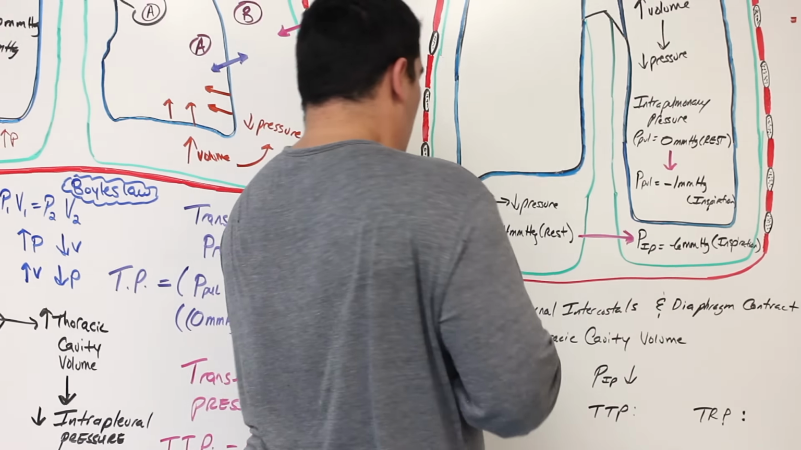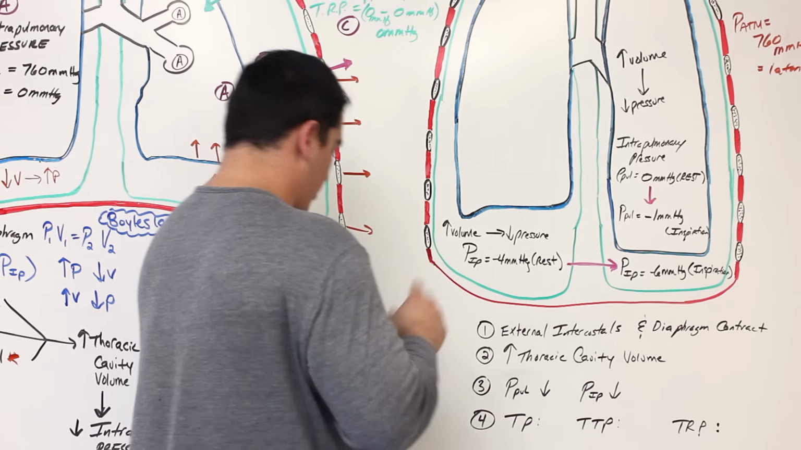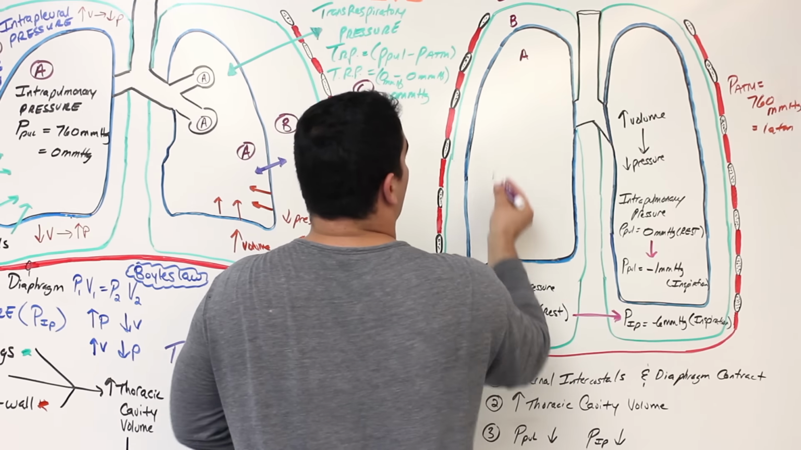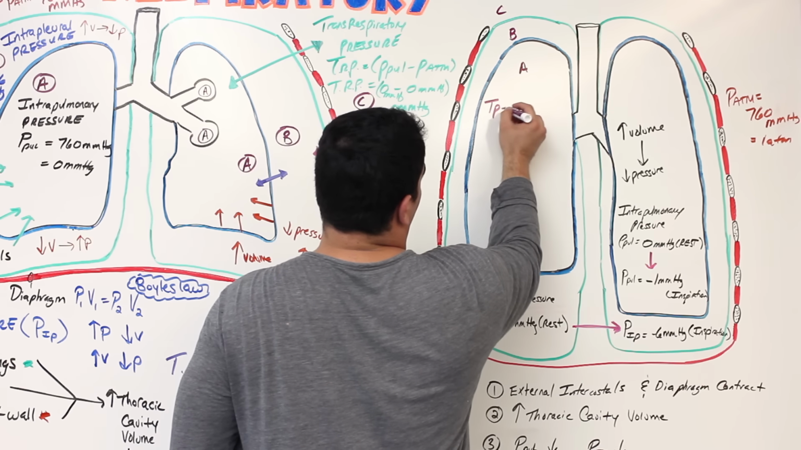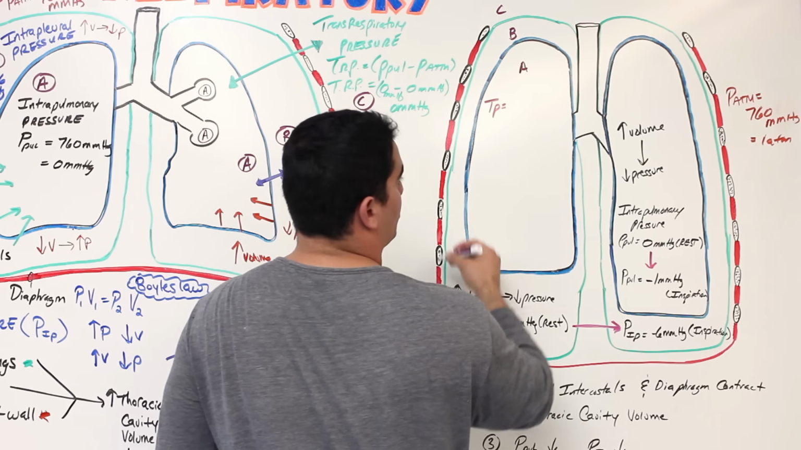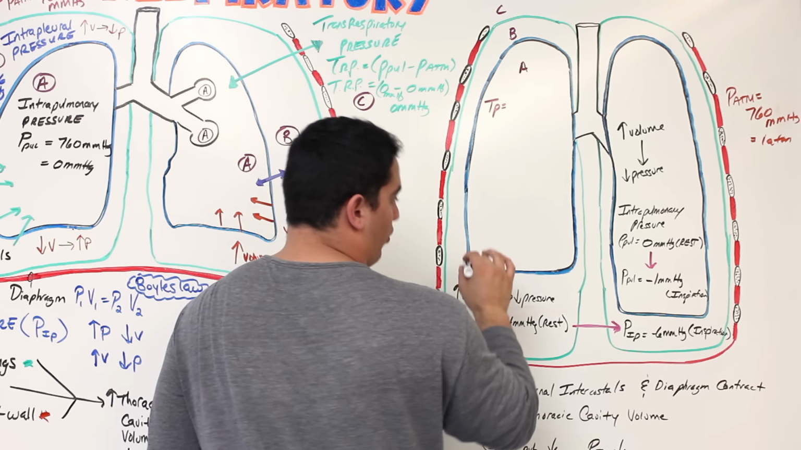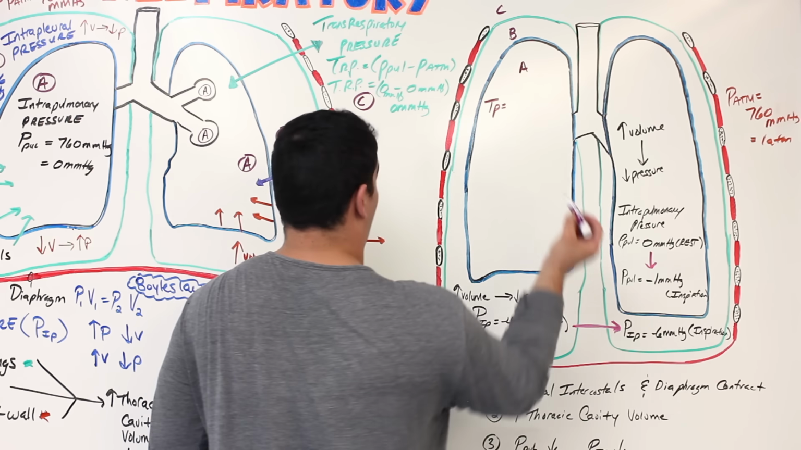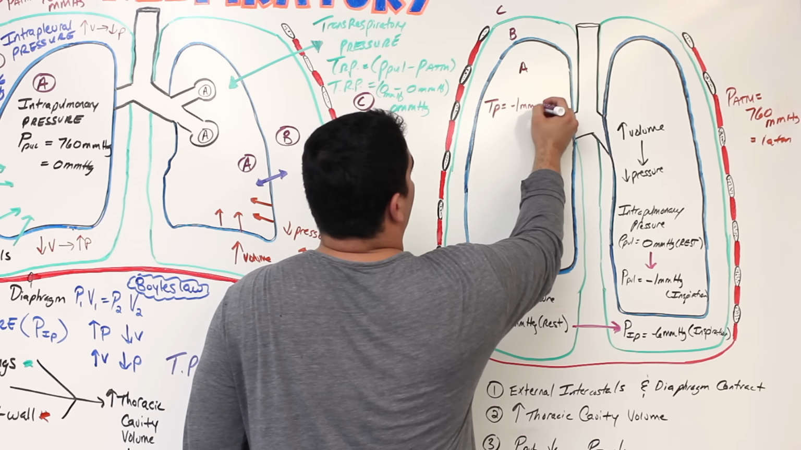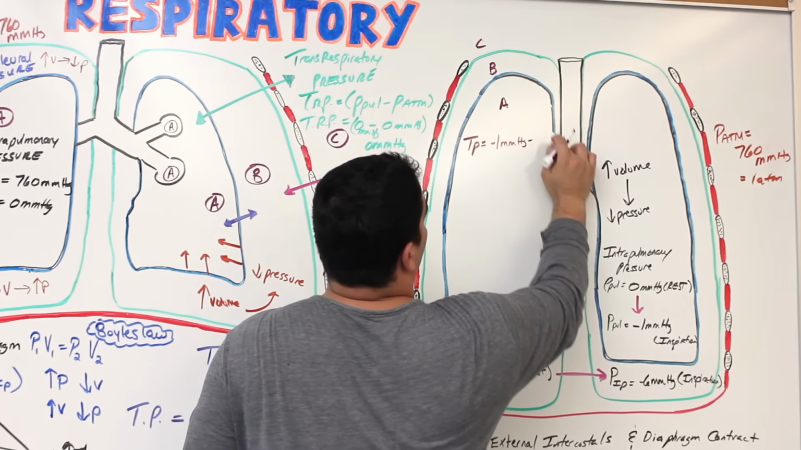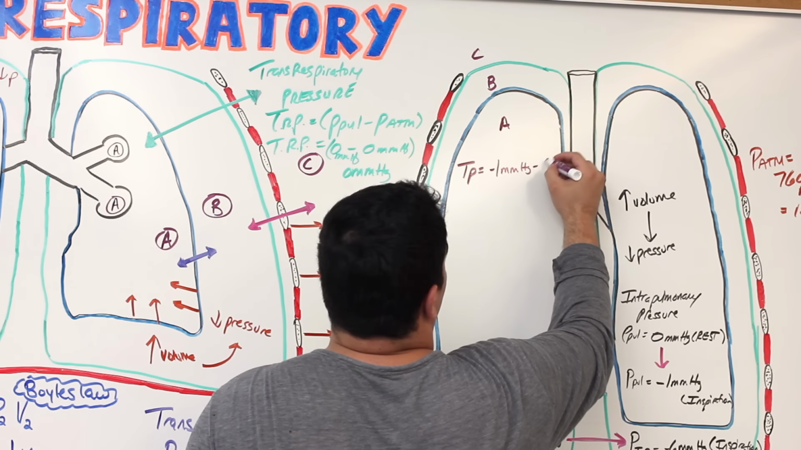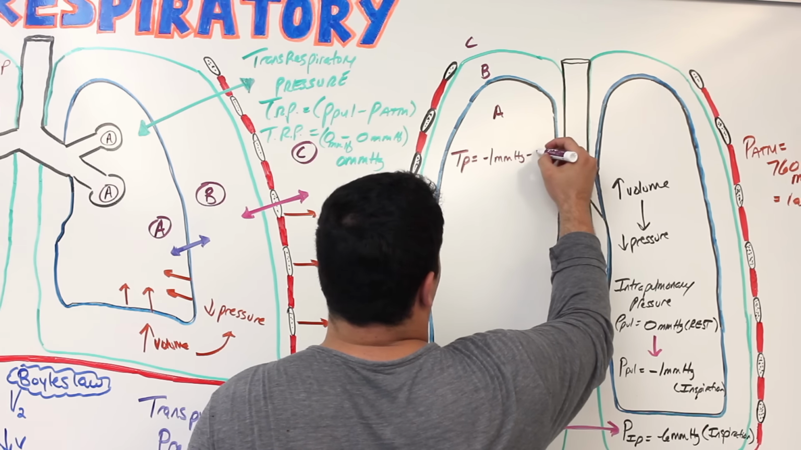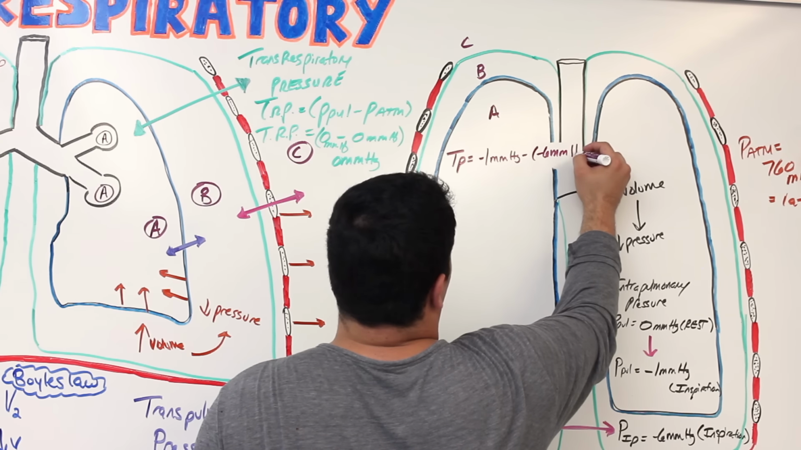Okay. Well, the transpulmonary pressure we said was what? Let's write it down here real quick. Here was A, B, C. We said that the transpulmonary pressure was the difference A minus B, which is the intrapulmonary pressure minus the intrapleural pressure. Well, now A is -1, and B is -6. So it's -1 millimeter of mercury minus -6 millimeters of mercury.